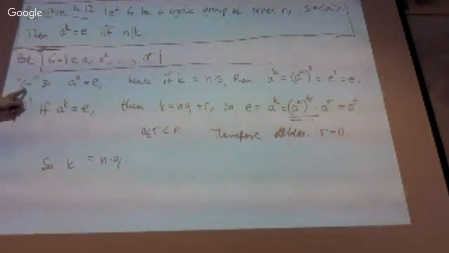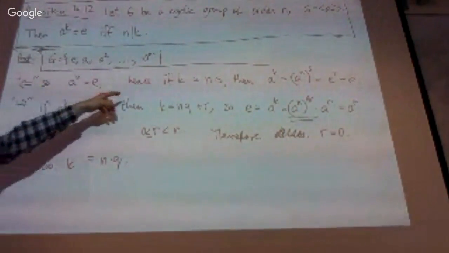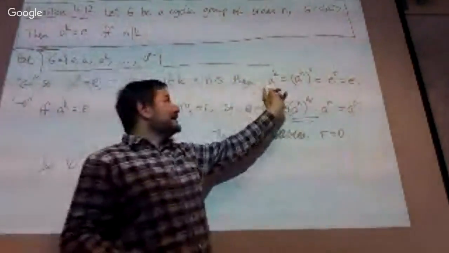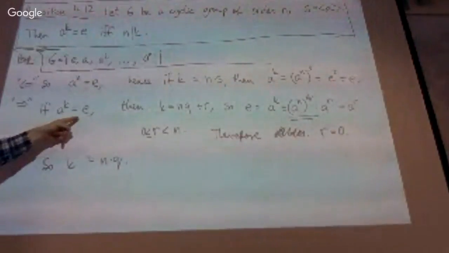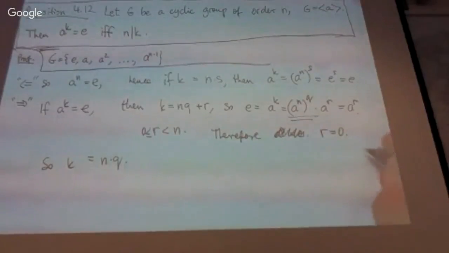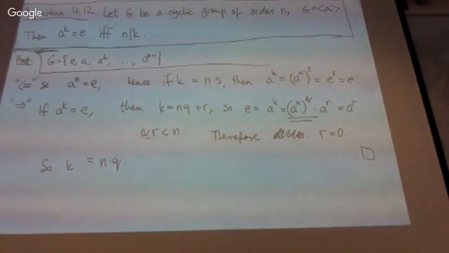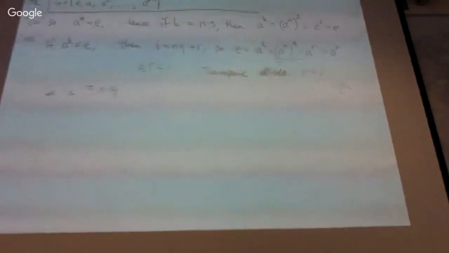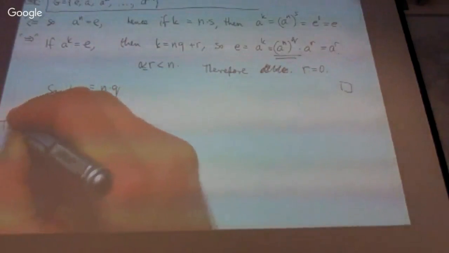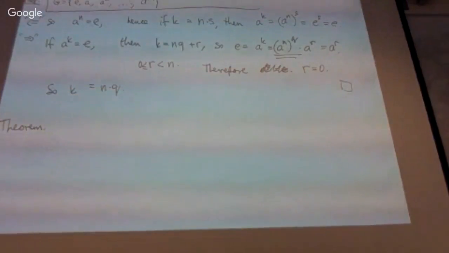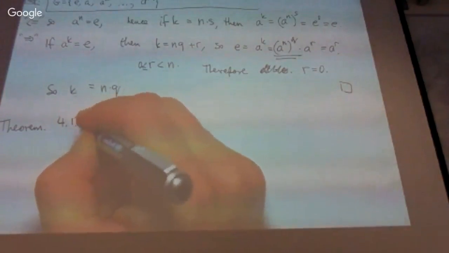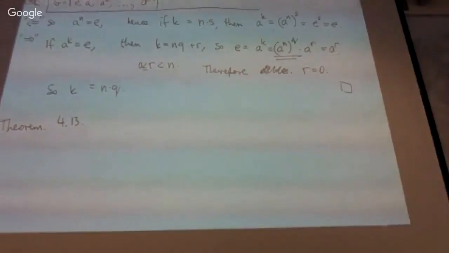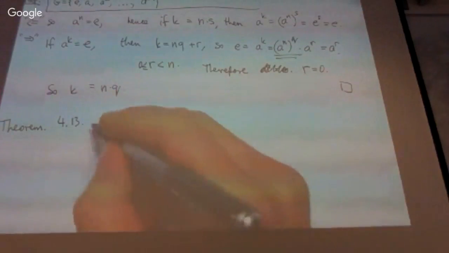So one way, what I'm trying to say is that if k is a multiple of n and I do a to the k, I get the identity. And the other way I'm proving that if I do a to the k and get the identity, then k must be a multiple of n. So now I have both ways. And the next property that we're going to need is a proper theorem. Again, we have a finite cyclic group.